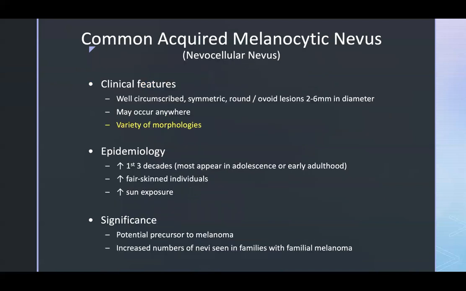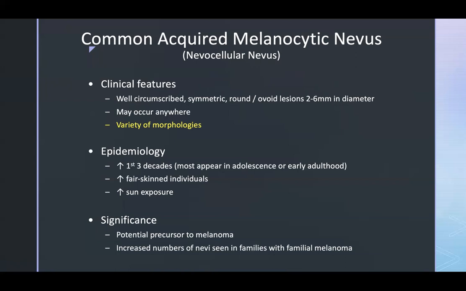Moving on to the common acquired melanocytic nevus. These are known as nevocellular nevi. Clinically, they're well circumscribed, symmetric, round to ovoid lesions. Typically, they're usually 2 to 6 millimeters in diameter. They may occur anywhere, and they have a variety of morphologies, which we will discuss.